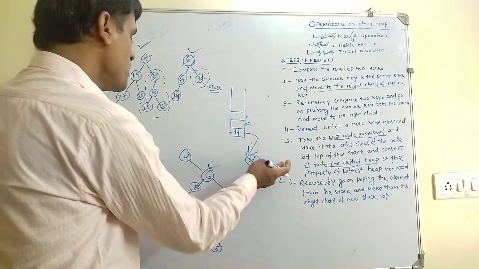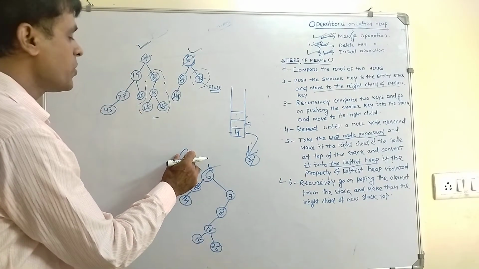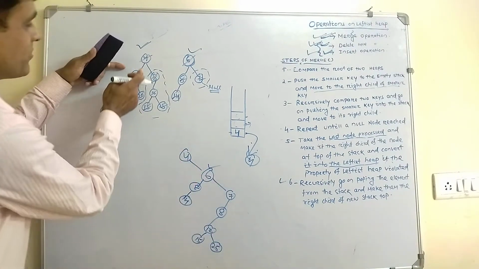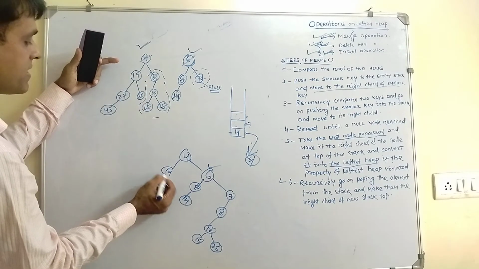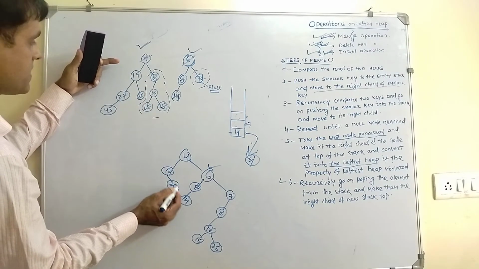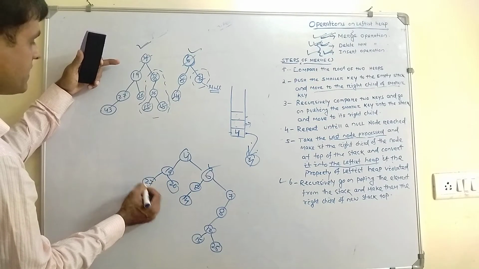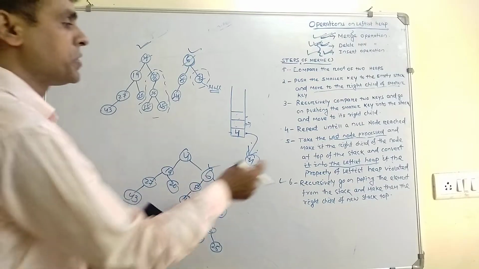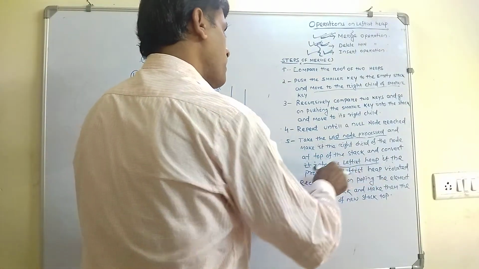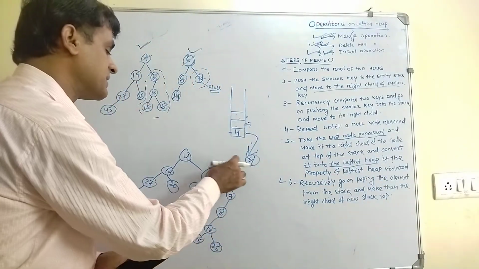After that, what will you do? Whenever you make 6 the right child of 4, 4 has some left child. Check it. We didn't touch it at all. That is 19, 20, and on this side 27, and on this side 43. Now, check if the leftist heap property is violated, and adjust it if so.